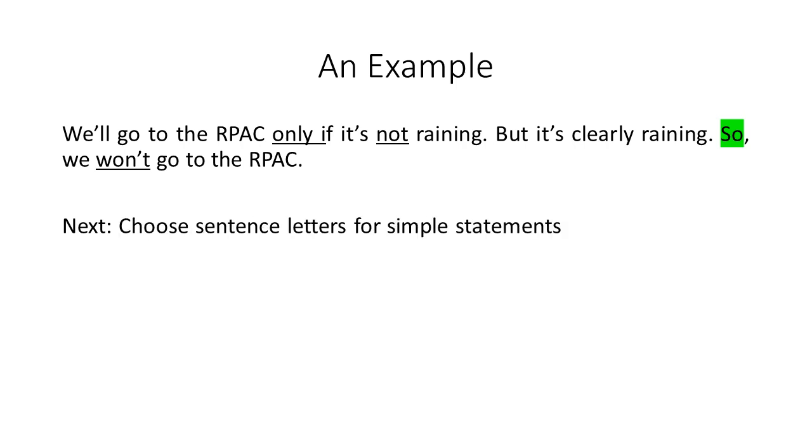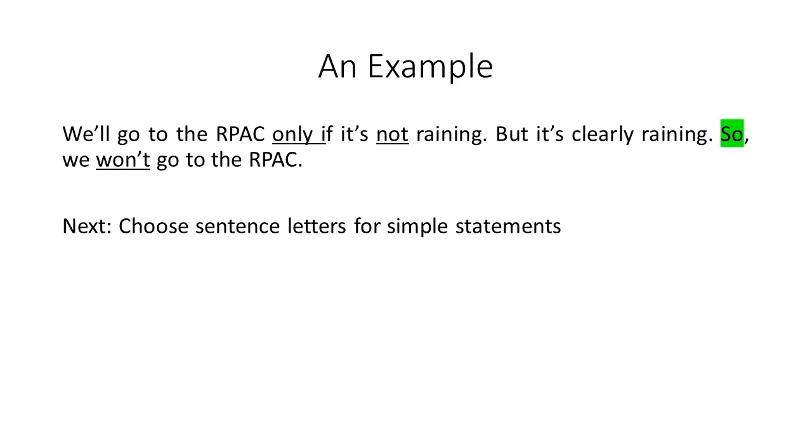Okay. So note that I didn't underline "but" in "but it's clearly raining." Here it's not playing the role of a conjunction between two statements, at least not obviously. You could conjoin it to the whole previous sentence, but you don't have to.